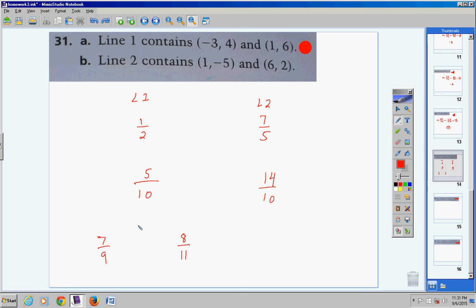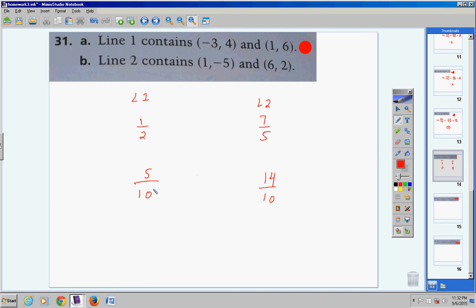Same thing with these 2 fractions here. If I got a common denominator for these 2 fractions right here, the common denominator would be 99. Well, 9 goes into 99 11 times. 11 times 7 is 77. 11 goes into 99 9 times. 9 times 8 is 72. Now you can tell which fraction is bigger. 77 over 99 is bigger than 72 over 99. Thus, this fraction here is bigger than this fraction here. I'm just trying to give you some practice so you can see this, okay? It's important that you know how to compare slopes and tell me which line is steeper.